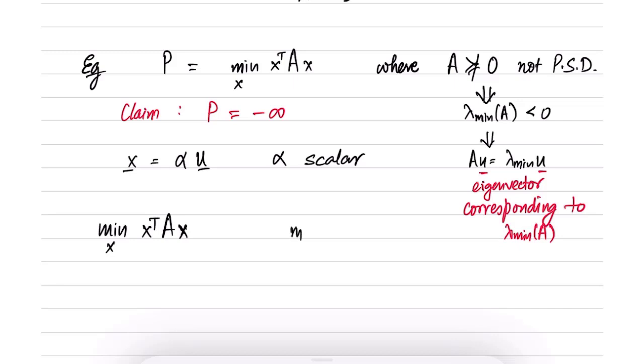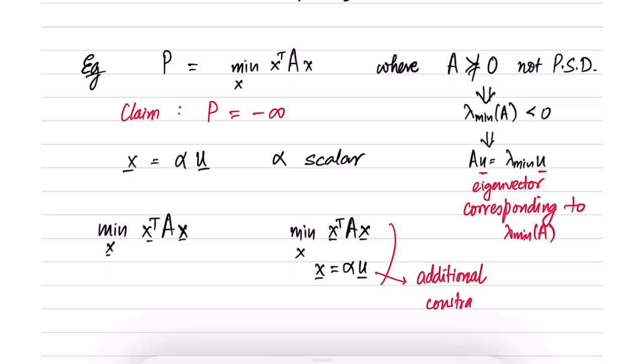So how can you relate it with minimum over x, x transpose Ax, where x is indeed of this form? So let's say we have two problems. In one, I can take any x, and in the other, I can take only x which is along this direction of u. So how do we relate these two problems? Note that in this problem, there is an additional constraint. So what is the impact of such an additional constraint?